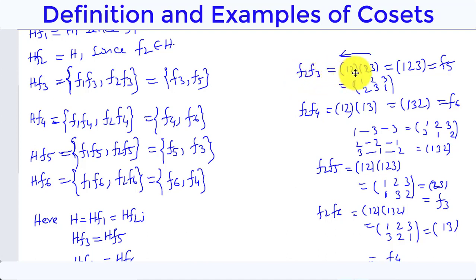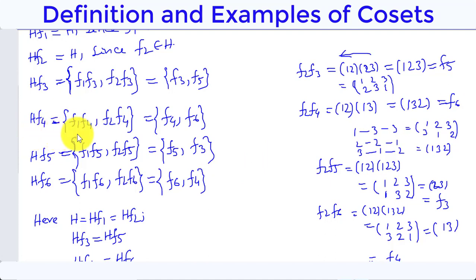Because f2f3 is equal to (1 2)(2 3). Here we are going from right to left. The image of 1 is 1 and then the image of 1 is 2, so 1 goes to 2. The image of 2 is 3 from the first, and then the image of 3 is 3, so 2 goes to 3. And 3 goes to 2 and 2 goes to 1, so 3 goes to 1. This is (1 2 3), which is equal to f5.